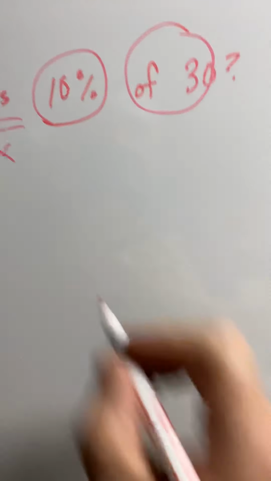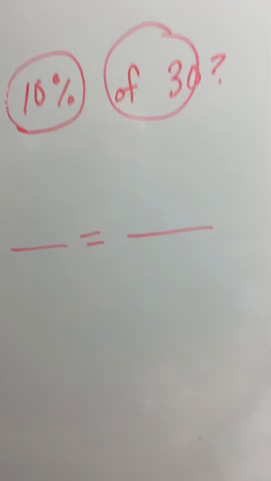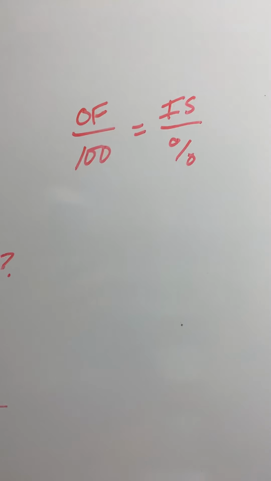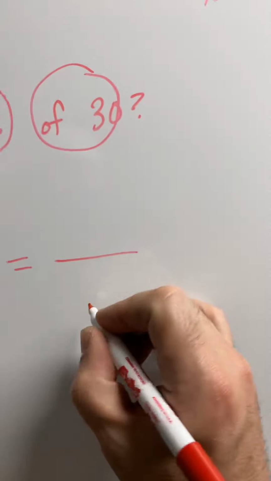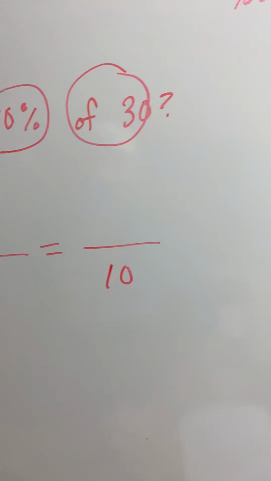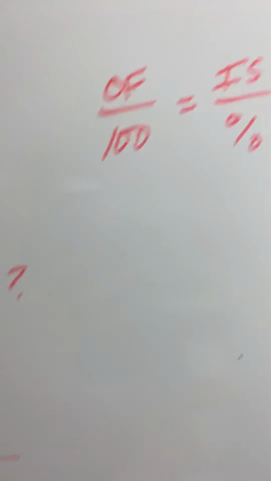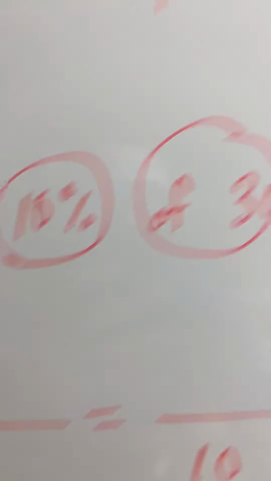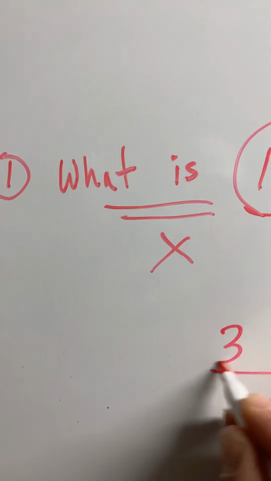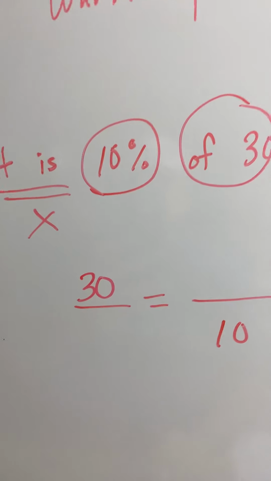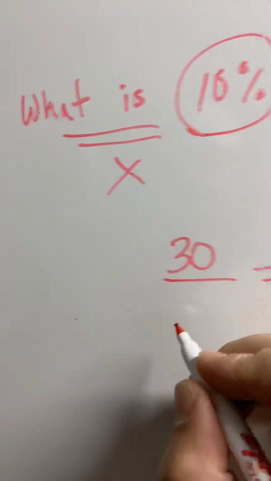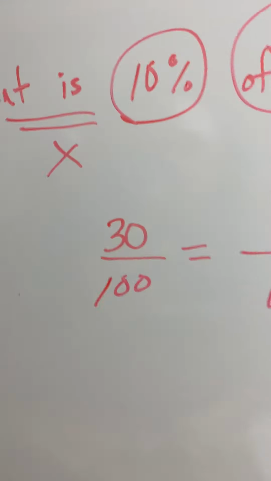So all we do is we set up a proportion, and we fill in the spots with what we have in our problem. In our problem, we have 10%. Percent is on the bottom, so the 10 goes right here. We have of. Of is on the top left, above the 100. So let's put the 30 on top. And now the next thing, the 100, you can see is always in the problem. So let's put that 100 right here.